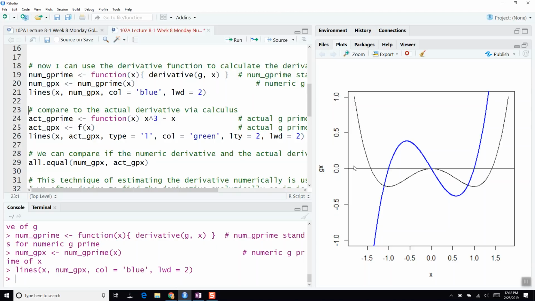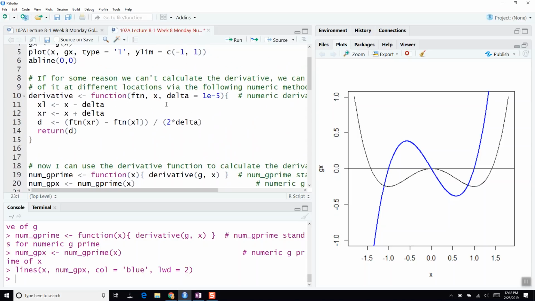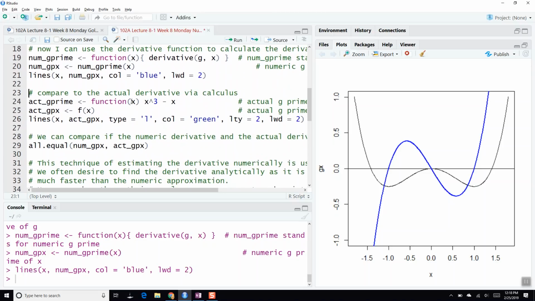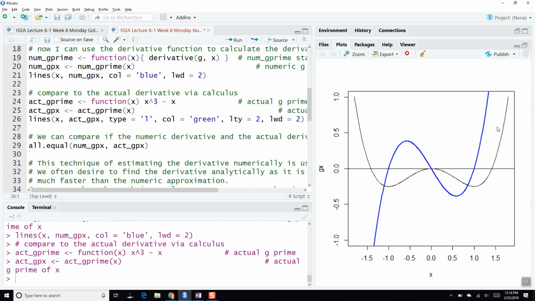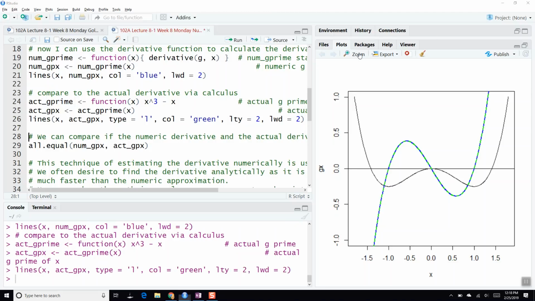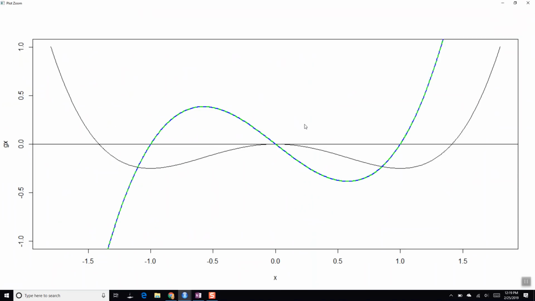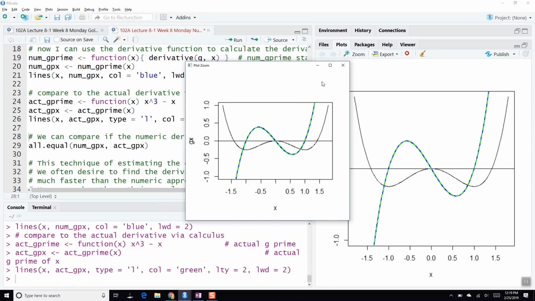And so just to compare the results of my numeric derivative, where I'm just taking each value and adding delta, subtracting delta, and dividing that difference by 2 delta, I'll use the actual calculus formula, x cubed minus x. I'm going to call this actual g prime, and we're going to calculate actual g prime of x. Then I'm going to graph this using a green dotted line. And when we do that, it's exactly on top of each other. So our numeric approximation is pretty good.